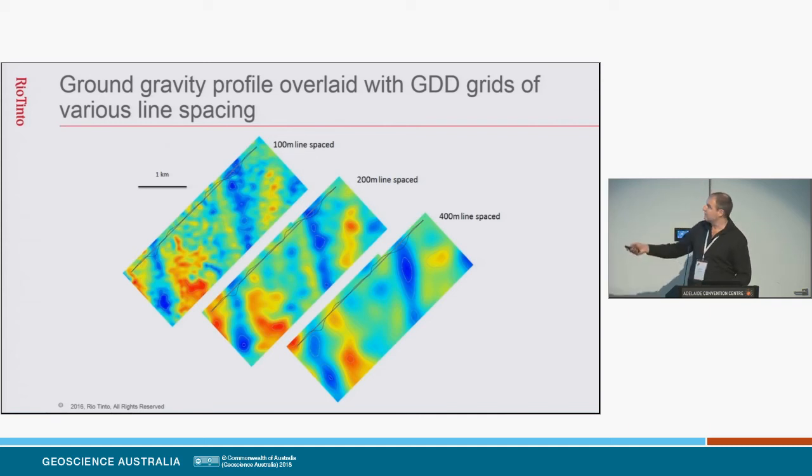I didn't mention the parallel fault, but this is the parallel fault down here. And as I was talking about, that area to focus on before is basically this area here, and it's interesting how much it changes, in particular when you get to the 400 metre grid spacing.